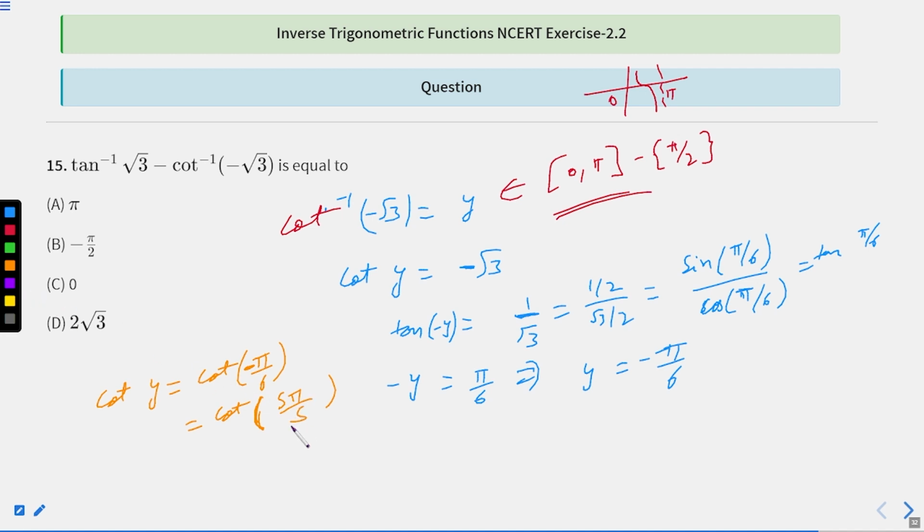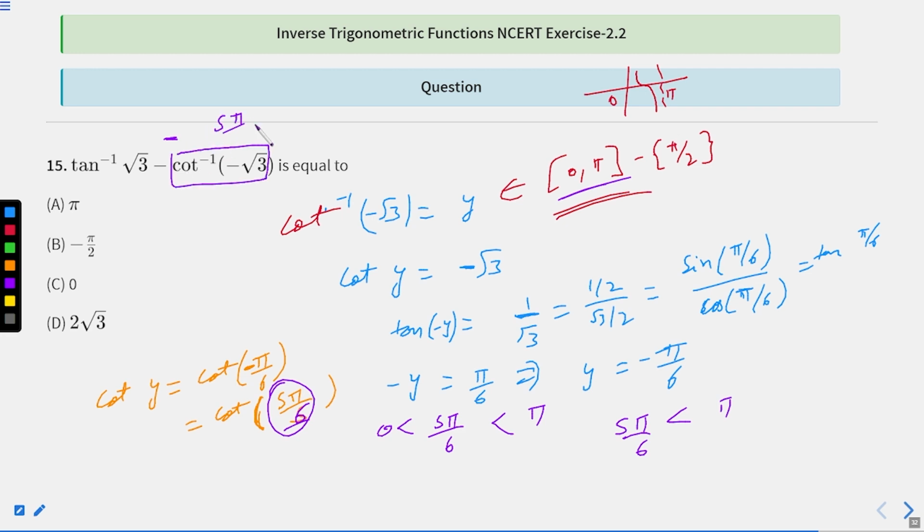Now see whether this belongs to this interval. Yes, it is greater than 0 and less than pi, because 5 pi is less than 6 pi. If you divide both sides by 6, you get that 5 pi by 6 is less than pi. So this value belongs to 0 to pi, which means the principal value is 5 pi by 6.